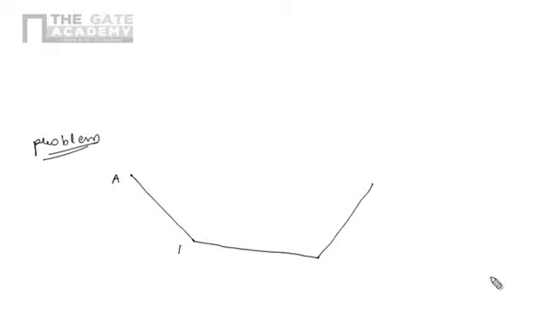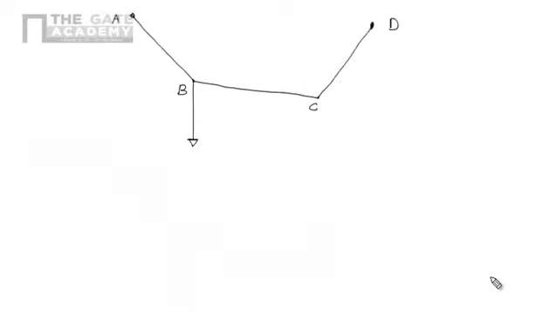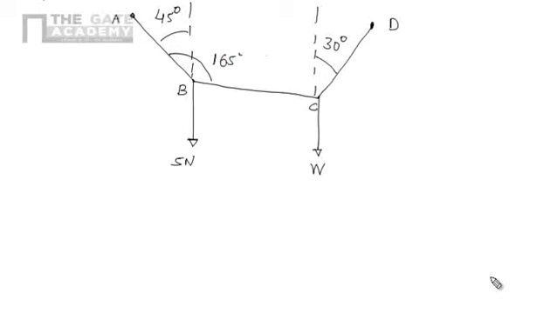ABCD is a string suspended from points A and D, and carries a weight of 5 Newton at B and a weight W Newton at C. The inclination to the vertical of AB is 45 degree, and the inclination of CD with vertical is 30 degree. And the angle ABC is 165 degree.